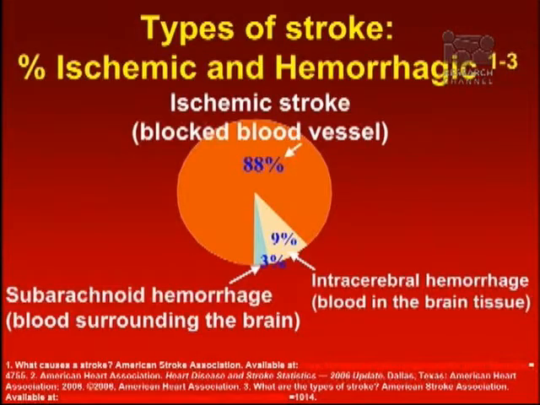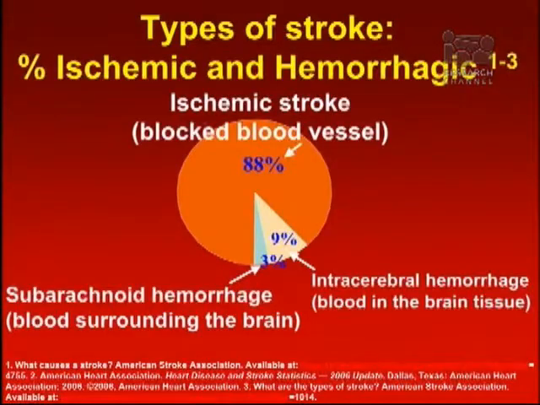So what are the percentage types of ischemic and hemorrhagic strokes? Ischemic stroke, or stroke due to the blocked blood vessel, certainly takes the pie here at 88% and is the most common type of stroke. To a smaller degree, it may be due to intracerebral hemorrhage, or that's blood in the brain tissue, or due to a condition called subarachnoid hemorrhage, and that's where you have blood that surrounds the brain.